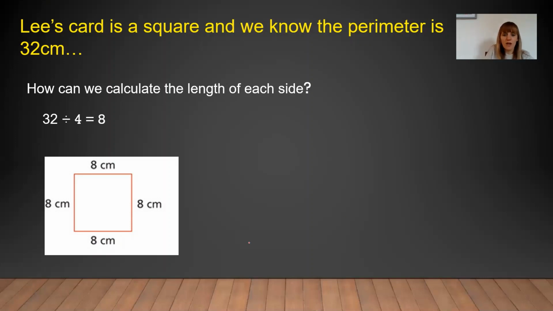So can you see that we know the perimeter is when we think I'm going to do 8, add 8, add 8, add 8, or 8 times 4 in this case, because they're all the same length.